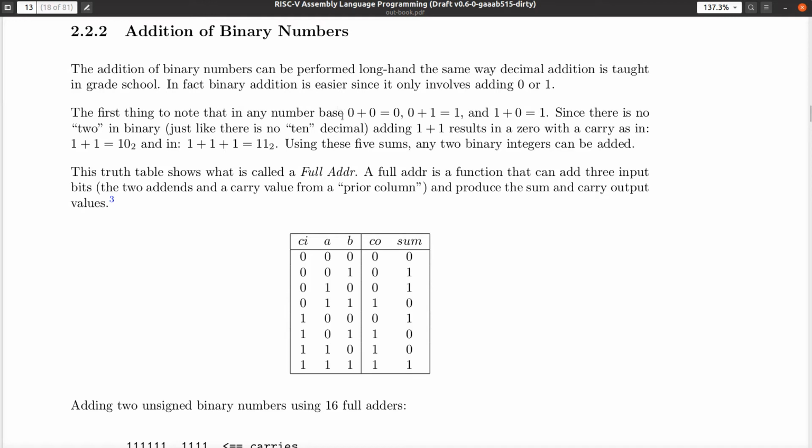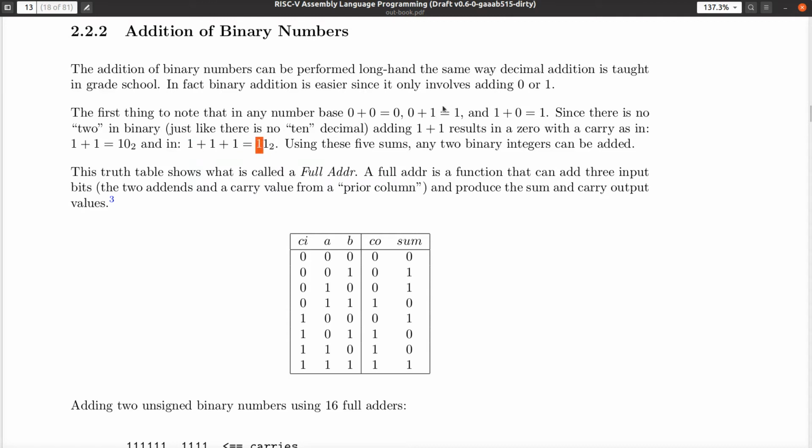in any number base is be able to add 0 plus 0 and get 0. 0 plus 1, and you need to get 1. And, of course, 1 plus 0 also gives you 1, right? Order doesn't matter with addition. It's commutative. Now, there's no 2, just like there's no 10 in decimal, right? If I add 1 and 1, I can't say it's 2. I've got to have 0 and a carry, all right? Same thing happens if I want to add 1 plus 1 plus 1. There's no 3, but there is 1 with a carry, all right?